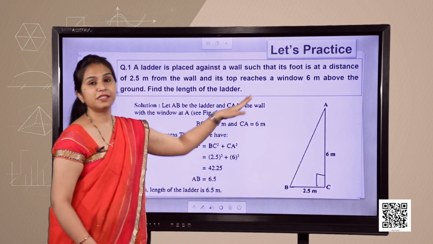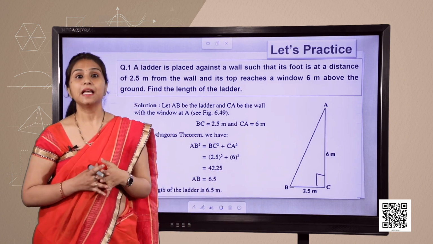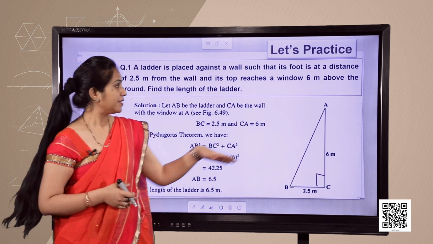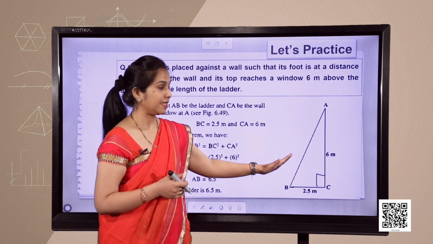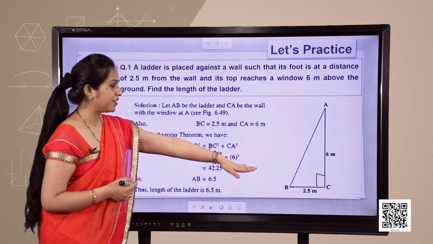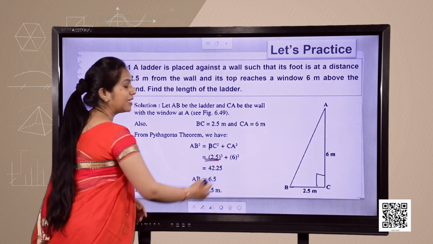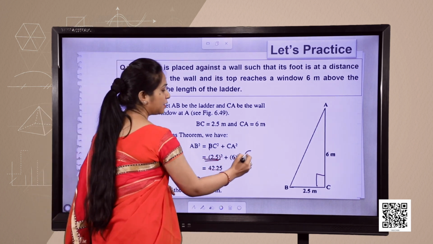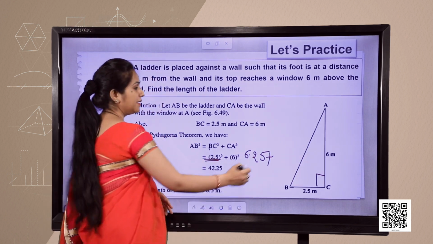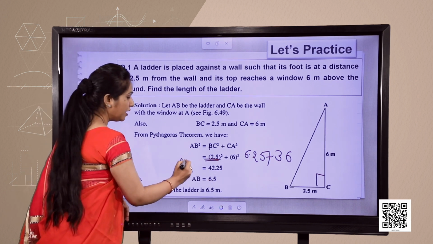It means this forms a right angle triangle, and when it becomes a right angle triangle, Pythagoras property is applicable here. So you can apply Pythagoras property here, and accordingly you can write that AB square is equal to AC square plus BC square. So just put the values. BC is given as 2.5 square and AC is 6. Now 2.5 square is how much? It is around 6.25. 6.25, and to this you are adding square of 6, that is 36. So when you add them, you will have 42.25. This is equal to AB square, right?